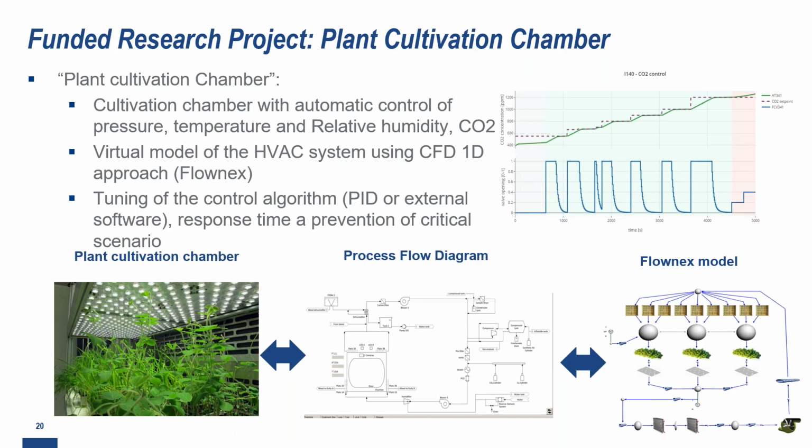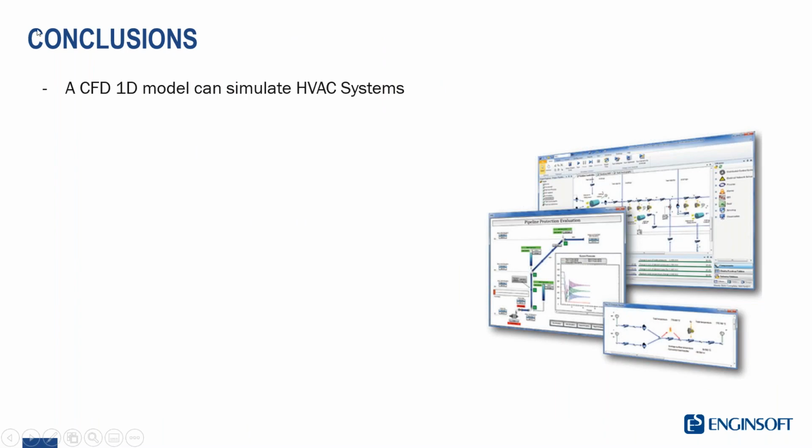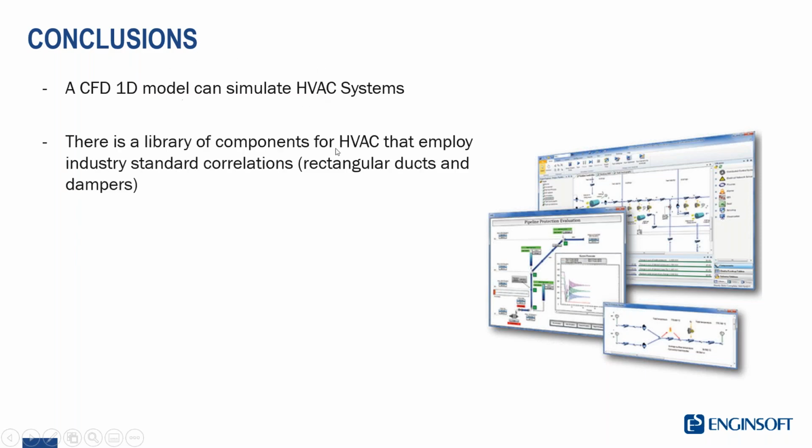So just to recap for the conclusions: you can simulate the HVAC system using a CFD 1D approach, so a system simulation approach. Inside Flownex, which is a CFD 1D tool, you have a dedicated library for HVAC systems that already has the industrial correlations for rectangular ducts, dampers and components, and you can easily introduce all the parts of your HVAC system.